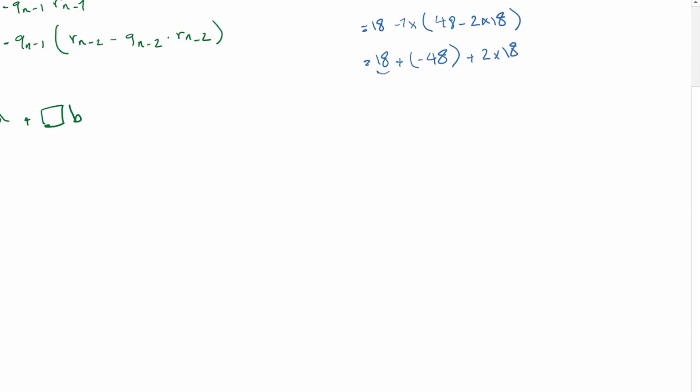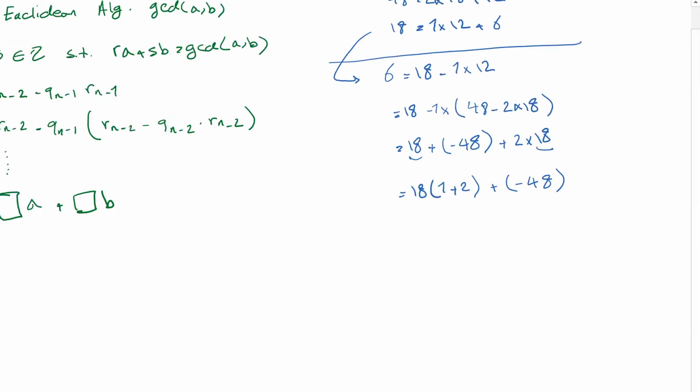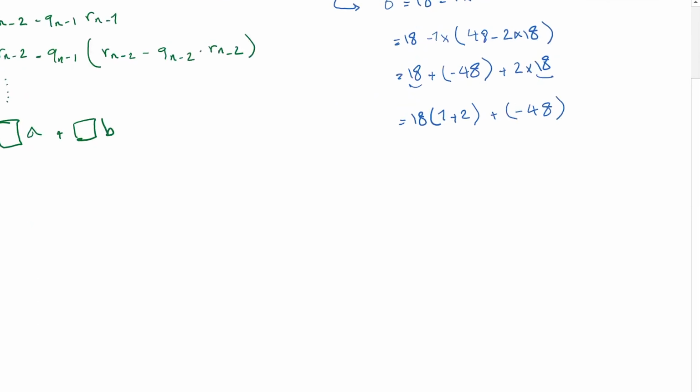So now you see that I have a common factor over here. So I get a factor from 18. I would get 18. From the first one, it would be 1. Plus from the second one, 2 times 18, I would just get 2. Plus minus 48, right? Remember that, because I did treat the numbers as a variable. Now I get 18 and 48, which is my A and B, right? So then I can rewrite this one to be 3 times 18 plus minus 1 times 48.